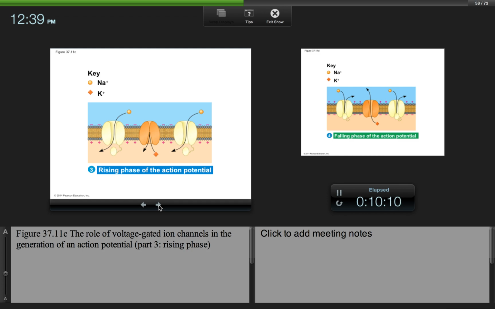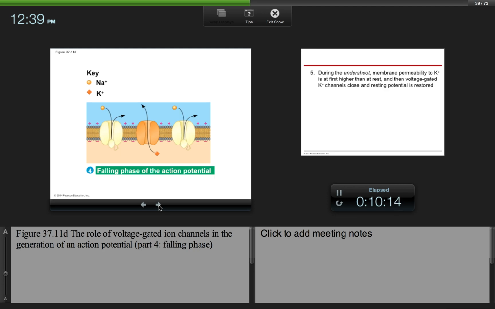Once the action potential gets generated, your sodium channels will close and your potassium channels will open. The purpose of opening your potassium channels is so that potassium can leave the cell. Now when potassium leaves the cell, you have positive charges leaving the cell.